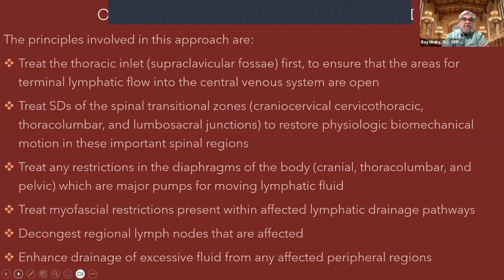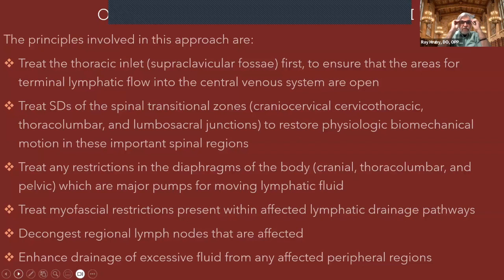For example, the thoracolumbar region, we think of that as the T12-L1 area. That's also the area where the thoracoabdominal diaphragm is located. The central attachments are in that region. So any restricted motion in those vertebral segments, for example, could have the effect of not allowing the most optimum movement of the thoracoabdominal diaphragm.